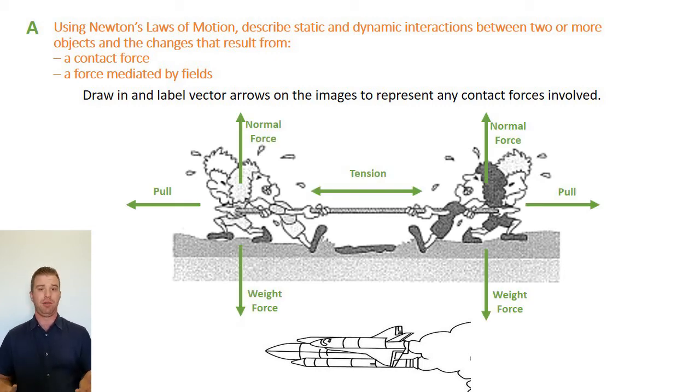So the one in the middle, let's look at symmetry, is tension of the rope. So you can see the tension vectors go both ways. You've got normal force on either side, which is the earth reacting to the weight force acting down, and you've got the pull acting on either side of those students.